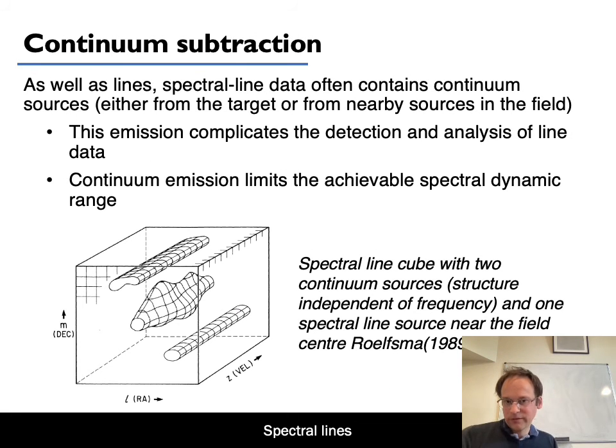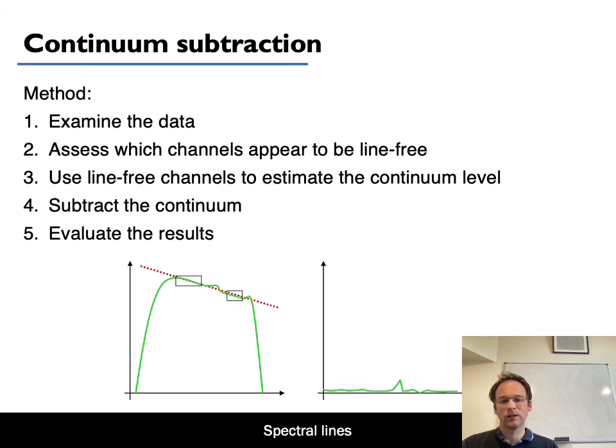So an important aspect of spectral line data reduction is what's called continuum subtraction. So when you observe a field, obviously you're going to have your spectral line, your emission or your absorption line, and you're going to have a lot of continuum emission in there as well. And this continuum emission is going to limit your ability to reach the spectral dynamic range that you need to do your science. And it's going to complicate the analysis of the line. And so what you're going to want to do is subtract that continuum out of the data when you go on to then image your spectral line.